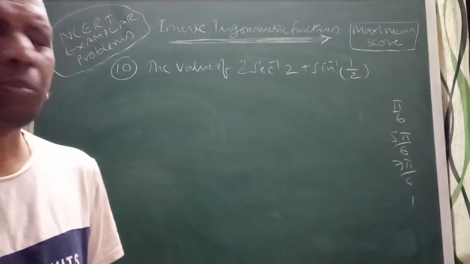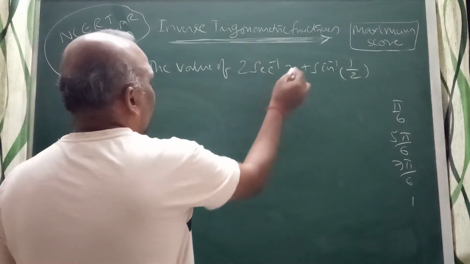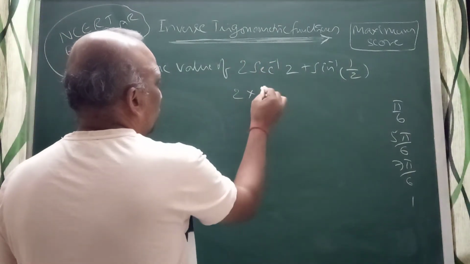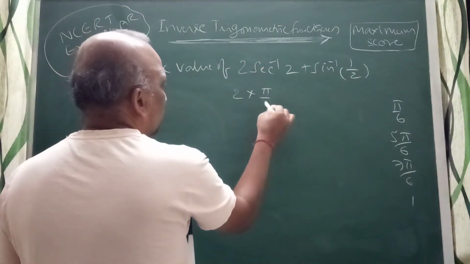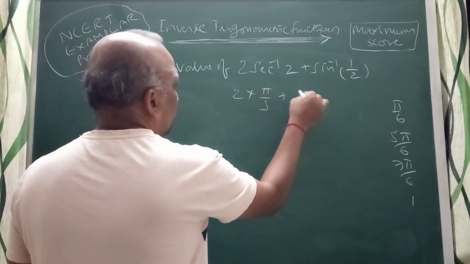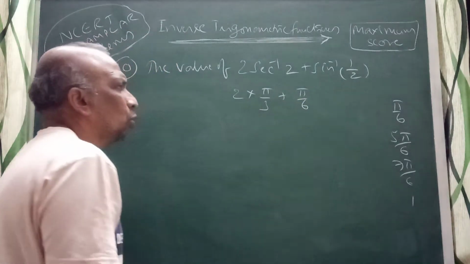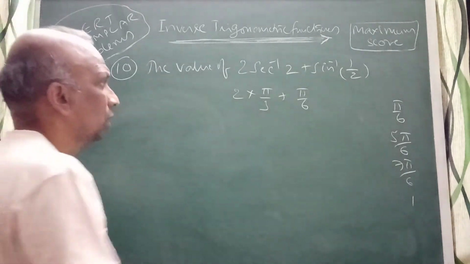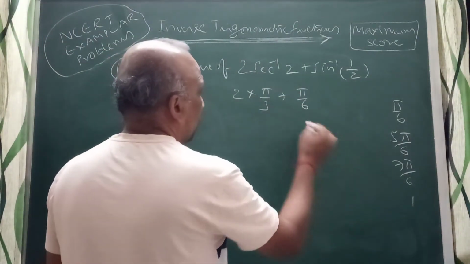So this problem is a simple problem. When they give the value of this, 2 into secant inverse 2, you will get pi by 3. Sin inverse 1 by 2 is pi by 6. 2 into pi by 3 plus pi by 6. You can check this, it will come to 5 pi by 6.